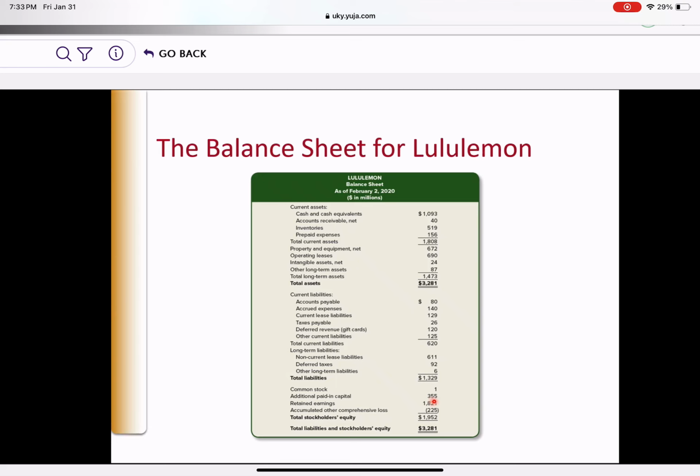But basically, Lululemon here, their shareholders invested $356 million in the company. And notice they've been around a little bit, and their retained earnings is much higher than the investments by shareholders, as I stated in prior chapters. And they have some accumulated other comprehensive income or loss that we don't care to get into.